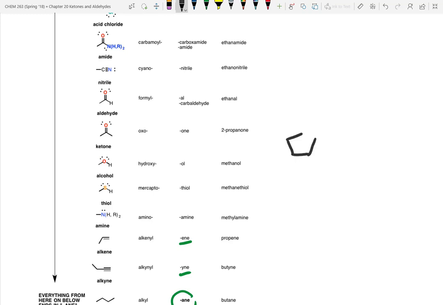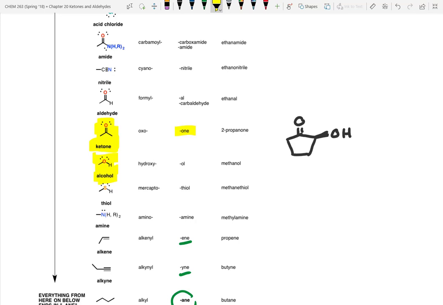So let's do this one. Then the question is, all right, what's the highest priority here? Is it going to be the ketone or the alcohol? Ketone, right? If we look at both of them here, we've got a ketone right here. We've got an alcohol right here. The ketone's higher priority. That means we must use the ONE suffix. And the alcohol, because it's not included in the parent name, will simply be called a hydroxy group. Does that make sense? So I'll give you guys a minute to try to name this, but see if you can name it according to the IUPAC rules.